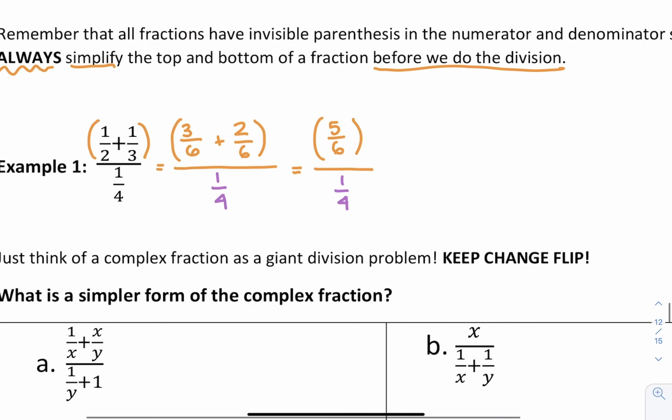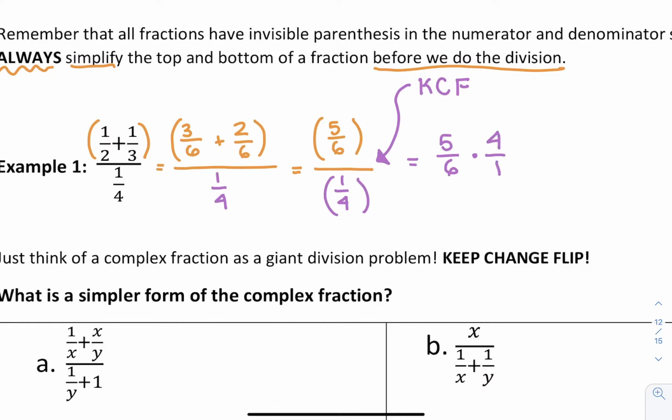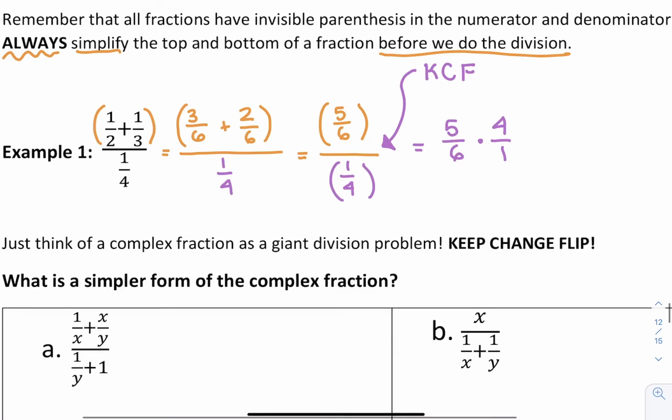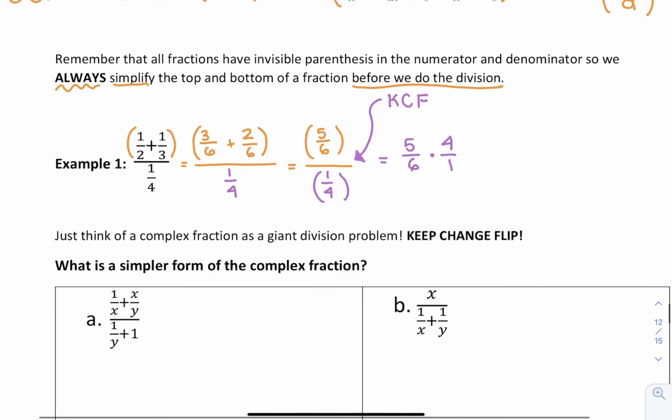Now we have a fraction divided by another fraction. Remember when we divide fractions, we keep, change, flip. So now I can say 5/6, keep it, change to multiplication, flip. Now remember multiplying fractions, I multiply the numerators, I multiply the denominators. So this becomes 20 over 6, which I can simplify to 10/3.